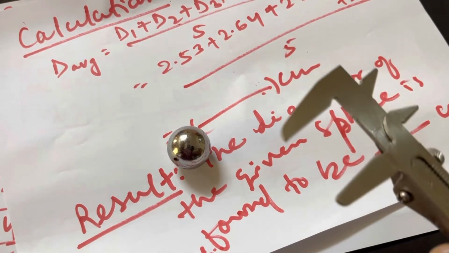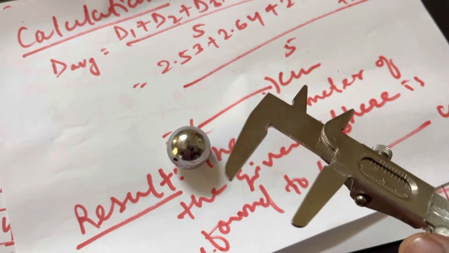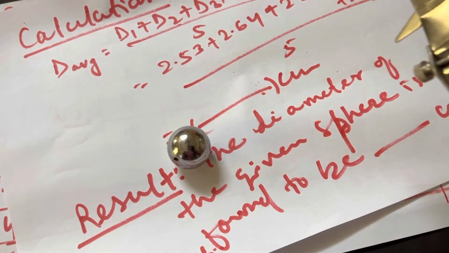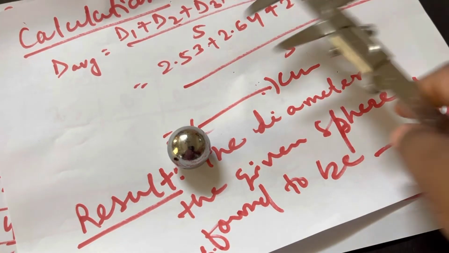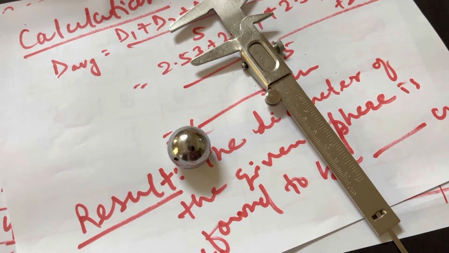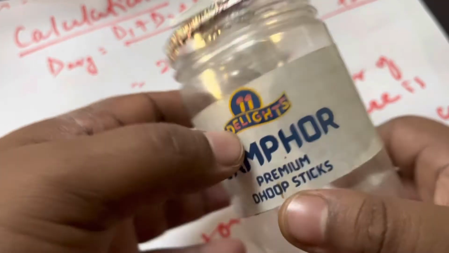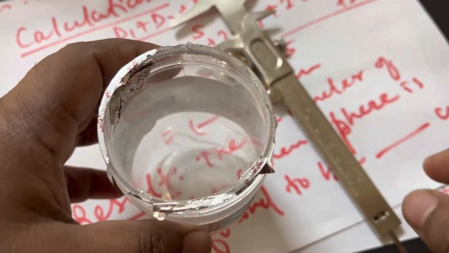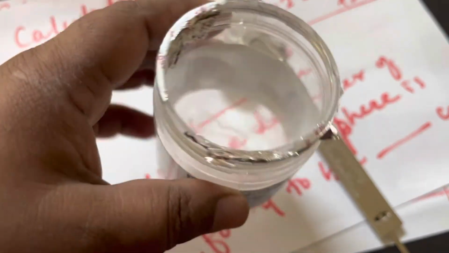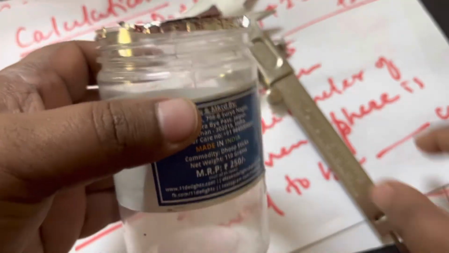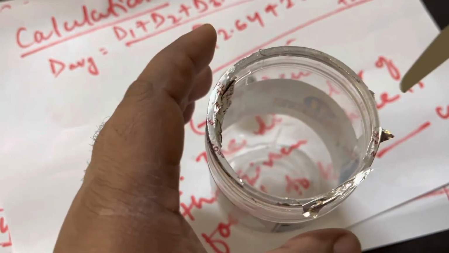I will make a separate video for that, but I am just explaining how you will measure the internal diameter of a cylindrical object. Next is how you will measure the internal diameter of a beaker, and how you can measure its volume. Let me explain that in this video.